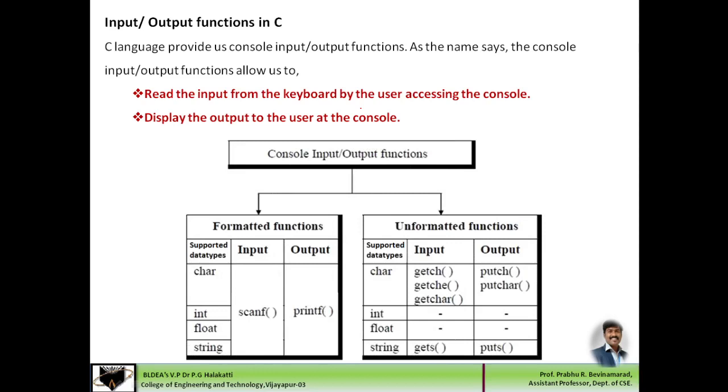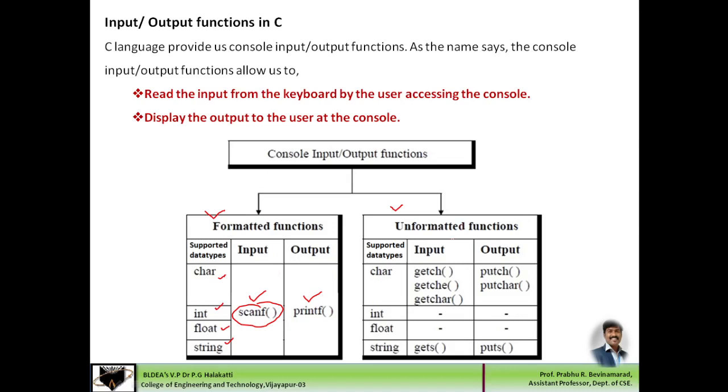The following figure shows the classification of input-output functions in C program. Basically it is classified into two types. The first one is formatted input-output functions, and the second is unformatted input-output functions. The formatted input-output functions are scanf and printf. The scanf function is a formatted input function which is able to read character type data, integer type data, float type data, and string type data. The printf function is a formatted output function. This function is used to display formatted data on the screen.